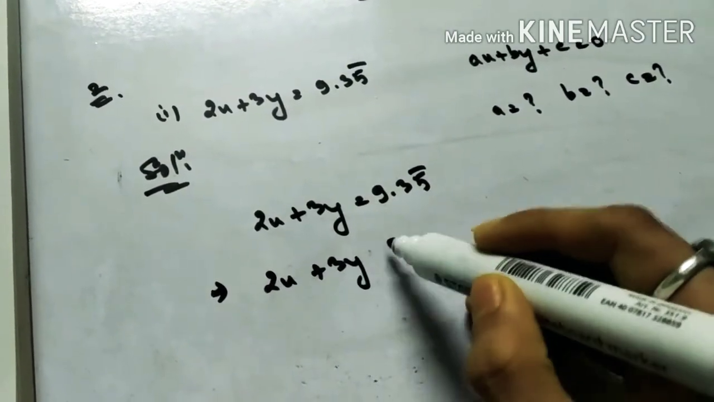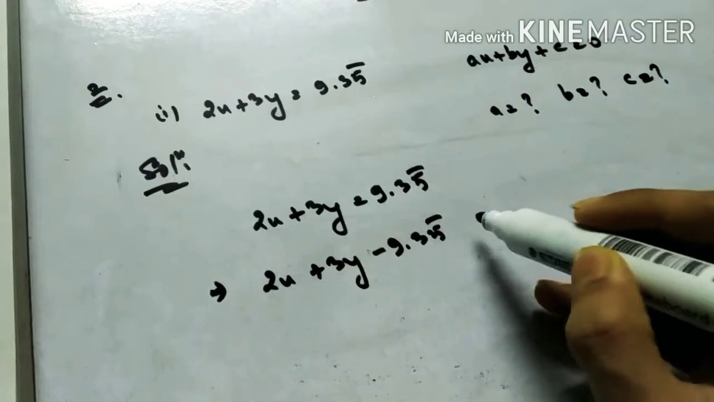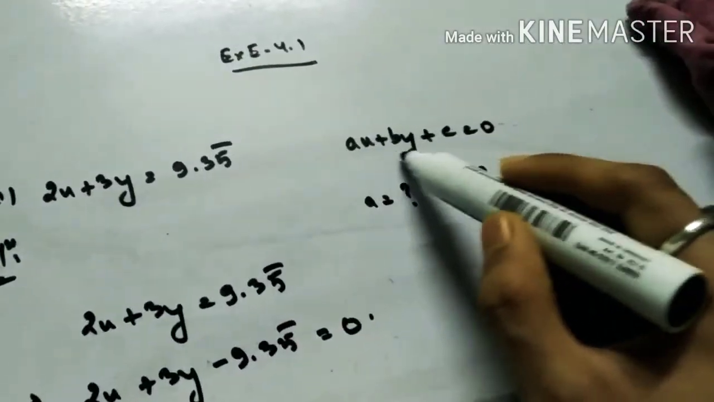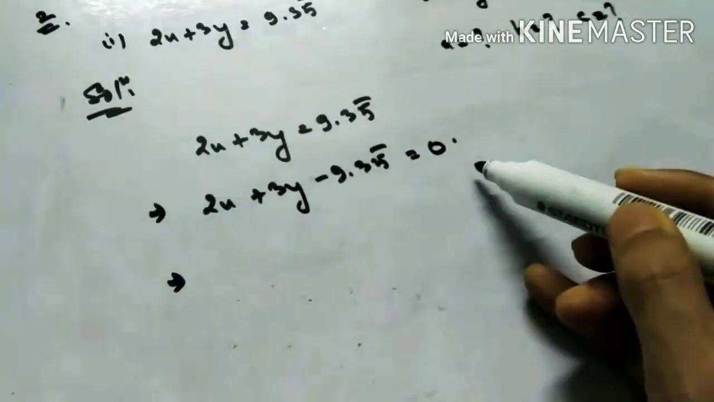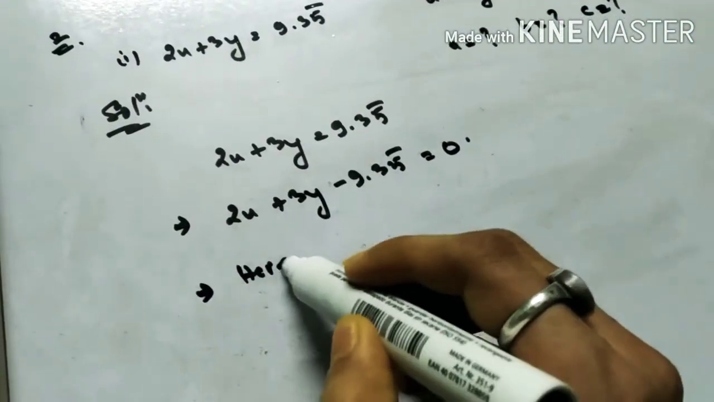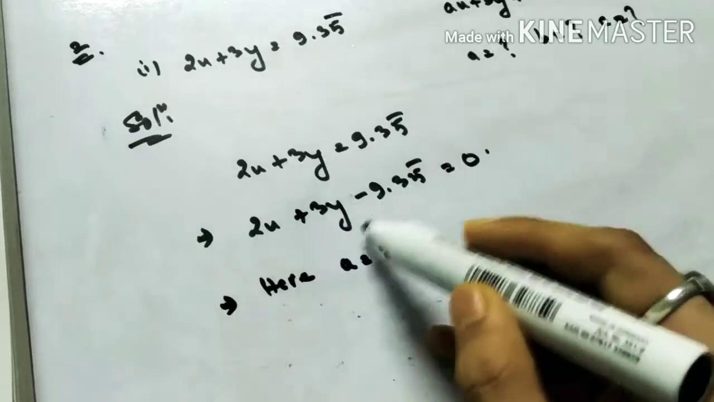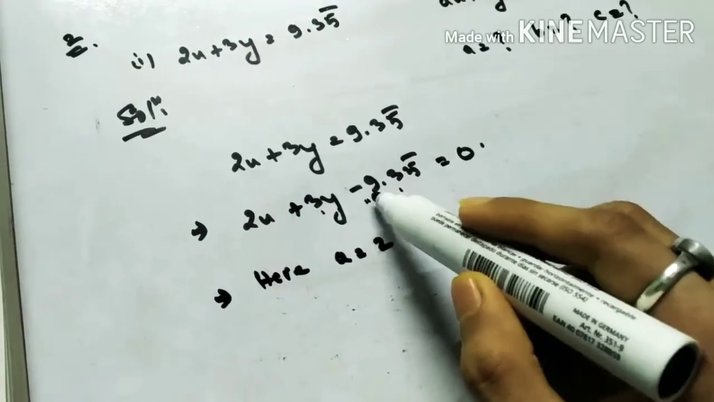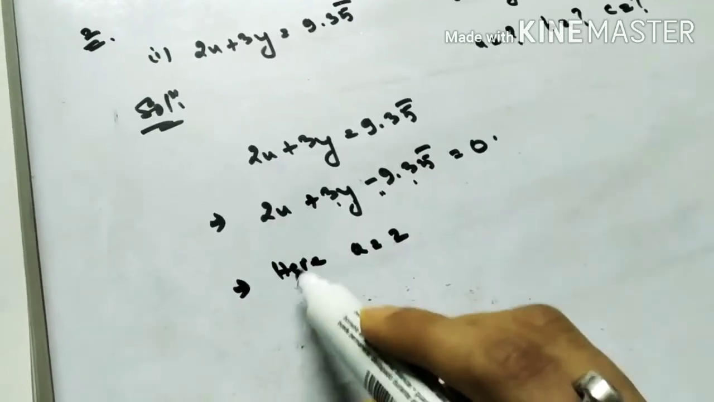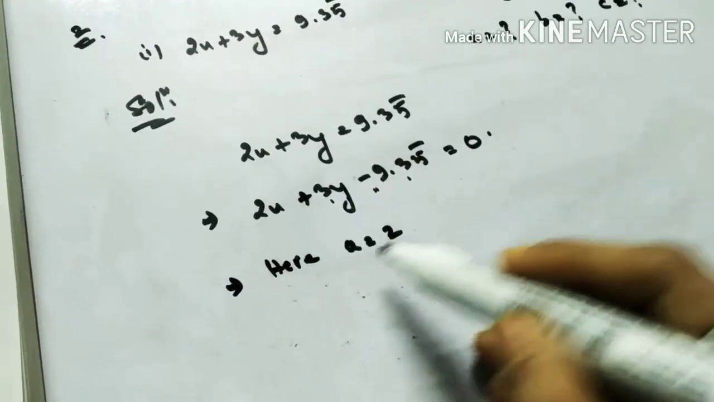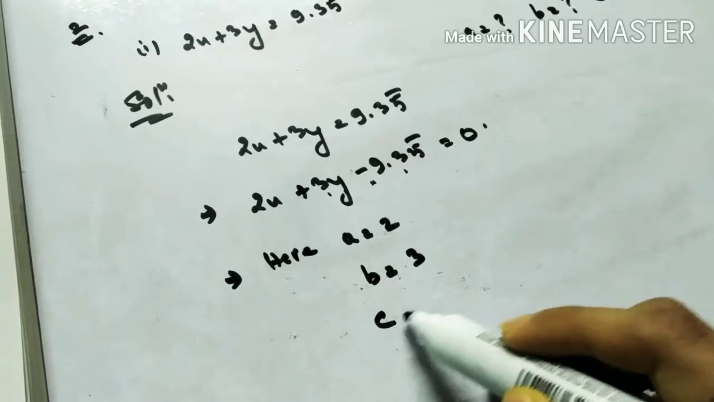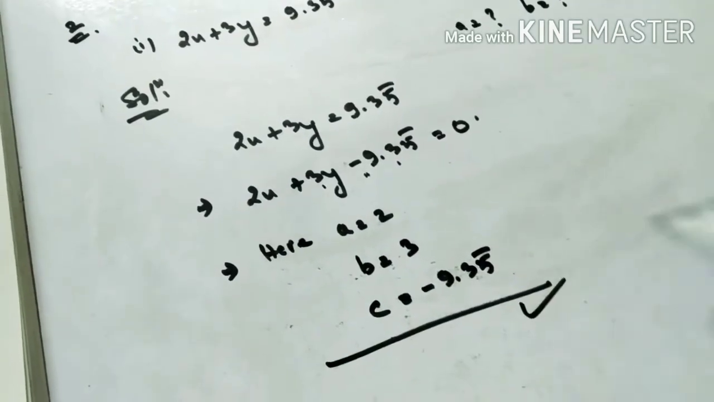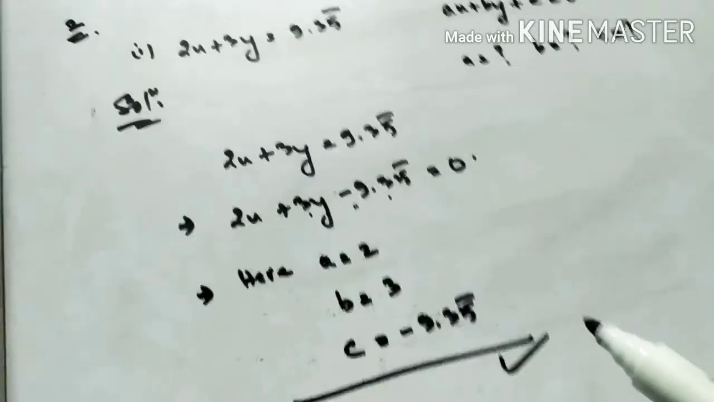2x plus 3y minus 9.35 bar is equal to 0. So this, I brought it into the form of ax plus by plus c is equal to 0. So here you can write a is equal to... a is what? In ax plus by plus c is equal to 0, therefore here a will be 2, b will be 3, and c will be minus 9.35 bar. This is our answer. Understand?